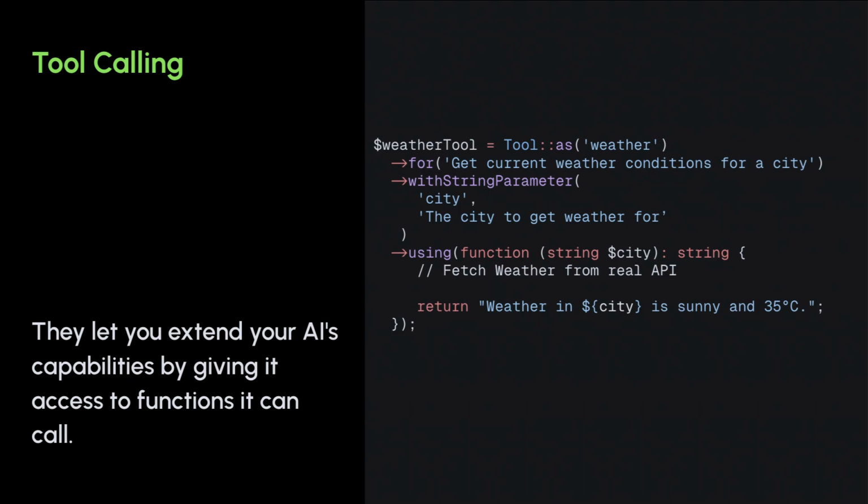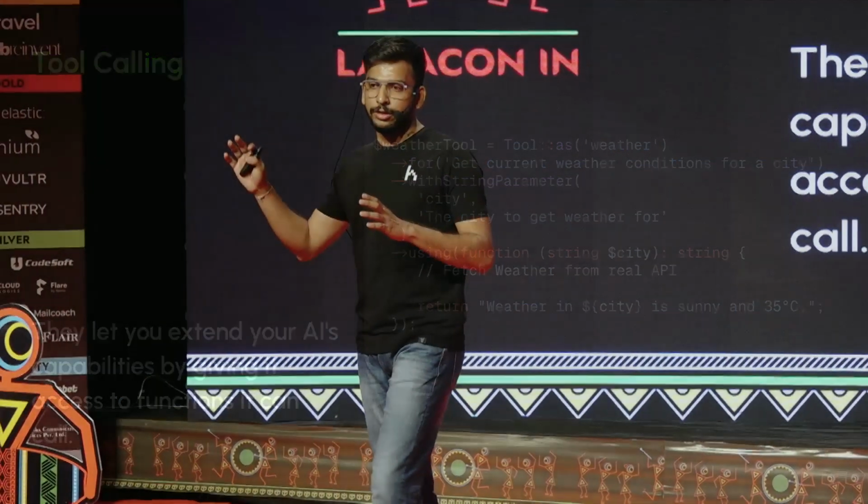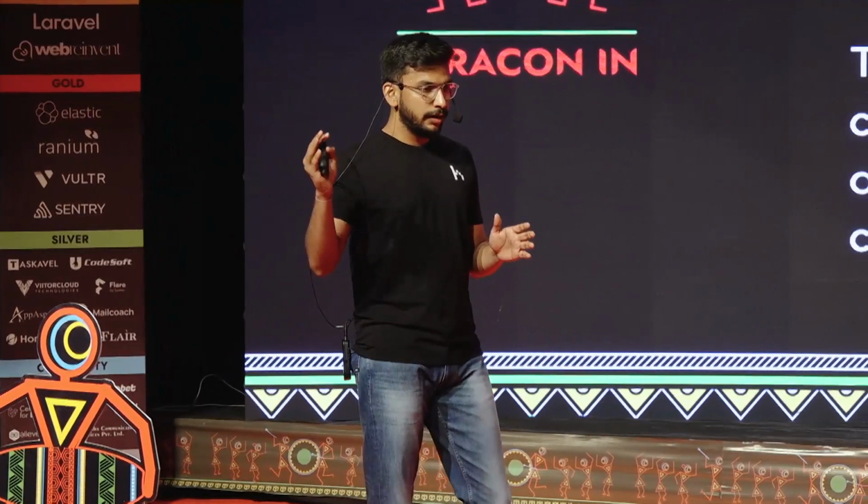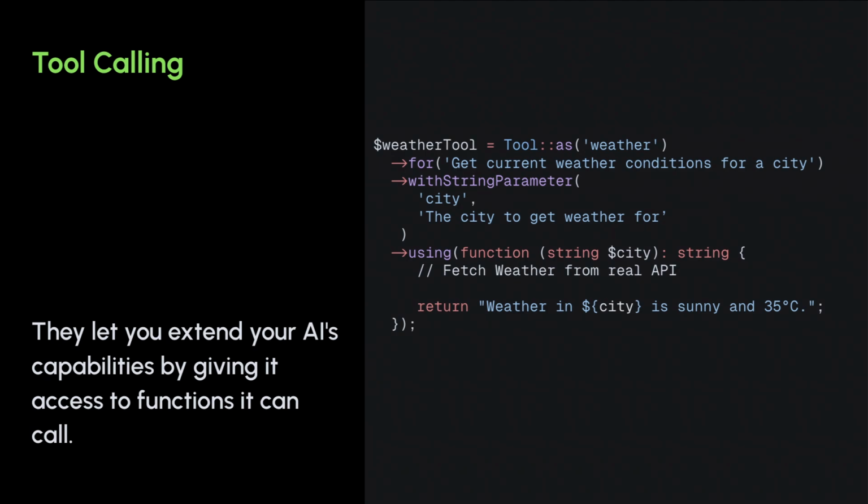Whenever the AI is going to call this weather tool, we execute the function which we are passing in the using method. In the real world, you would make an API call and get real-time weather from those APIs, and then pass this response back to the LLM. Here I am just hard coding it to show you how this works: whatever the city name is, it will just show that it's sunny and 35 degrees Celsius. Let's see how this tool calling works behind the scenes.